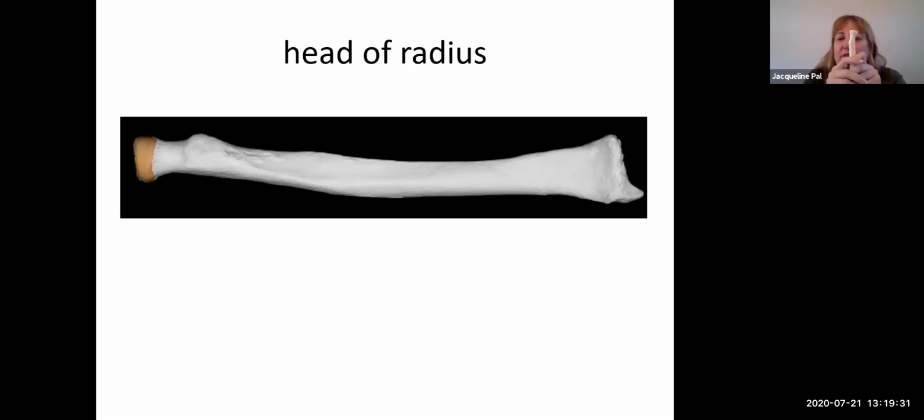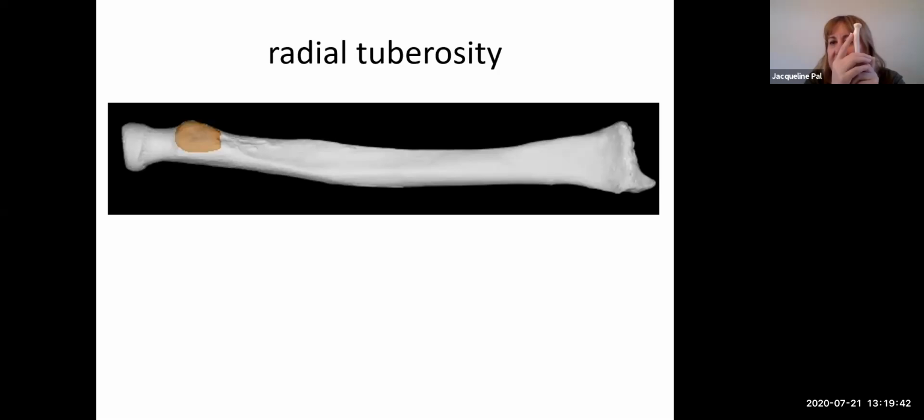So this is also the proximal end of the radius. And if you look down about an inch, you will see a big projection there. And that projection is called the radial tuberosity. This is where your biceps brachii muscle is going to attach, but it's not called the biceps tuberosity. Remember, in the humerus, we had a deltoid tuberosity with a deltoid muscle attached. Here it's just called the radial tuberosity because it's on the radius.